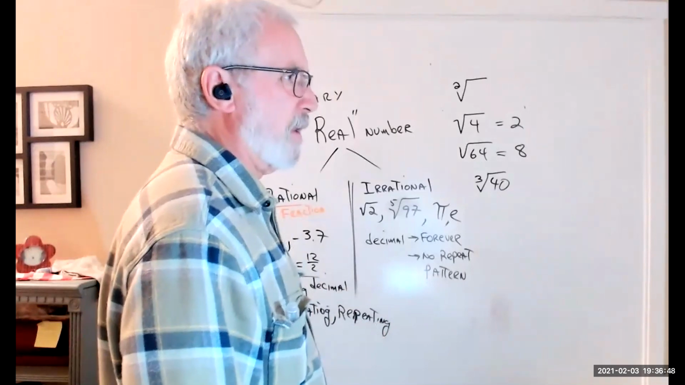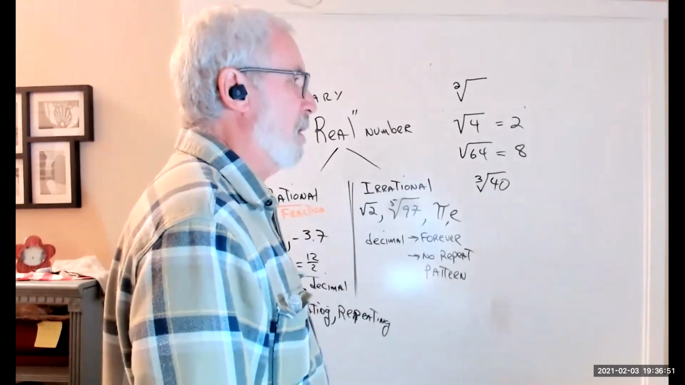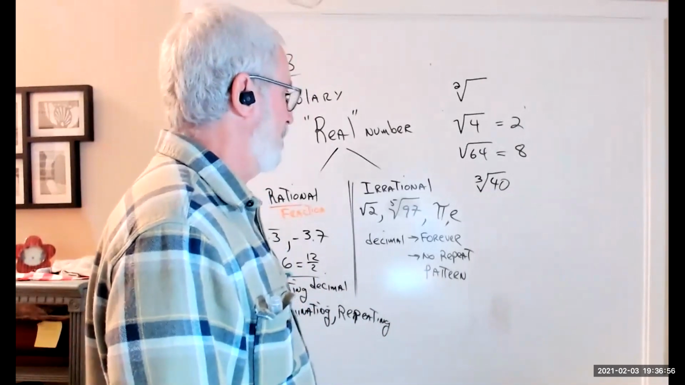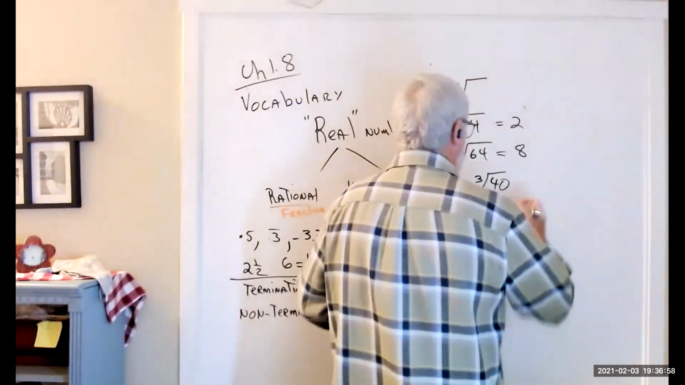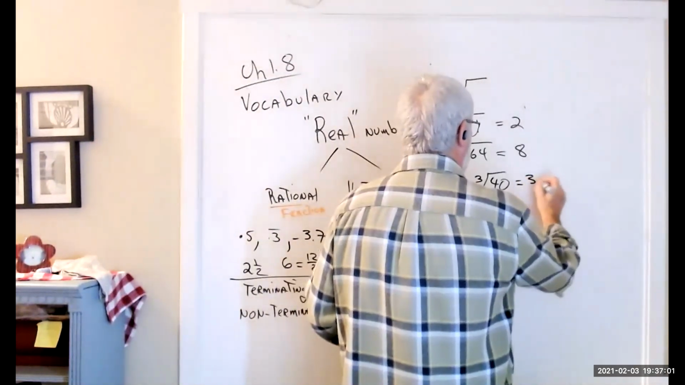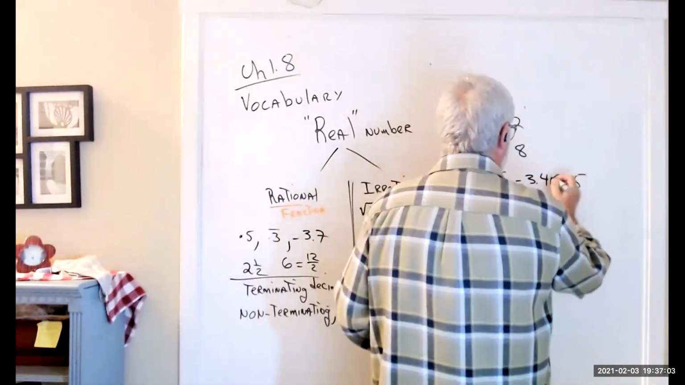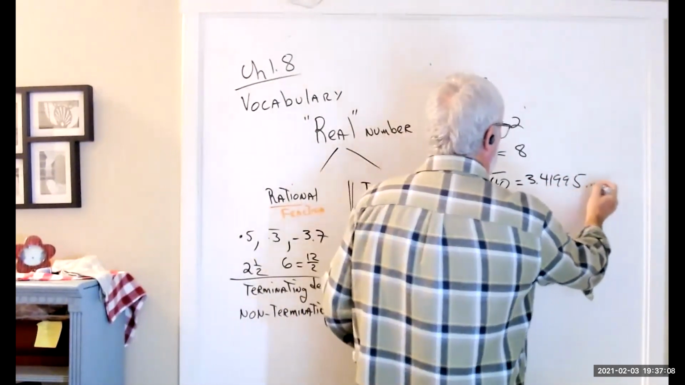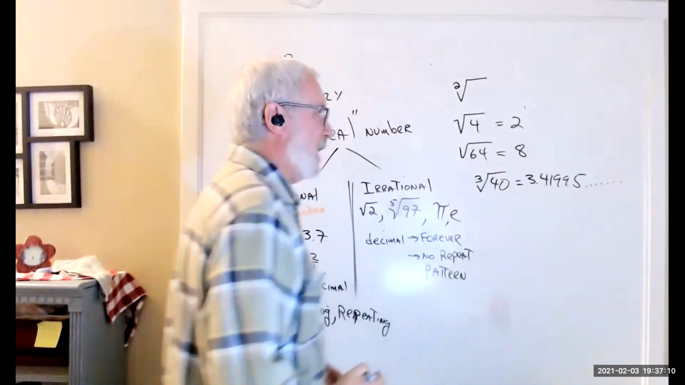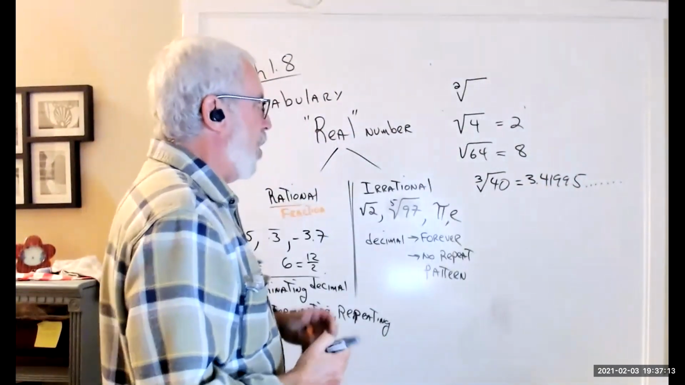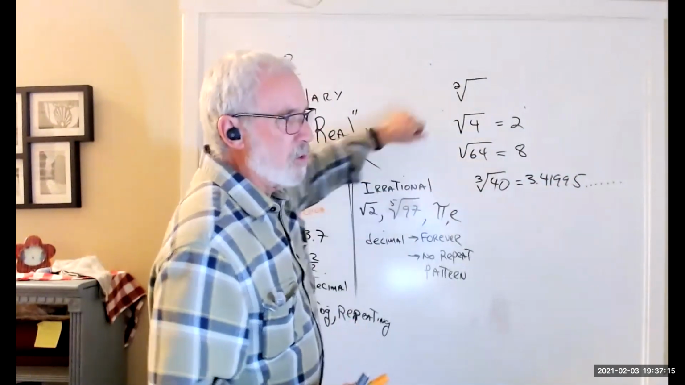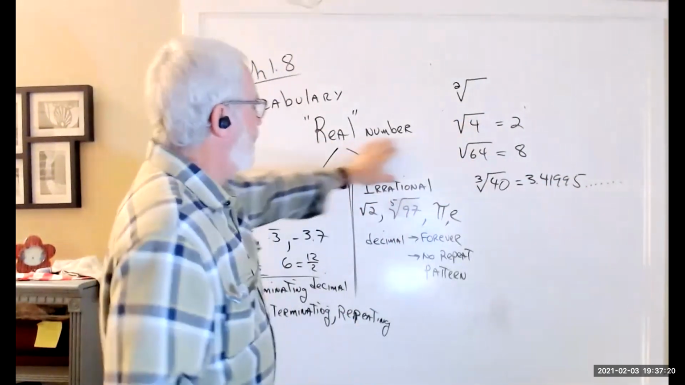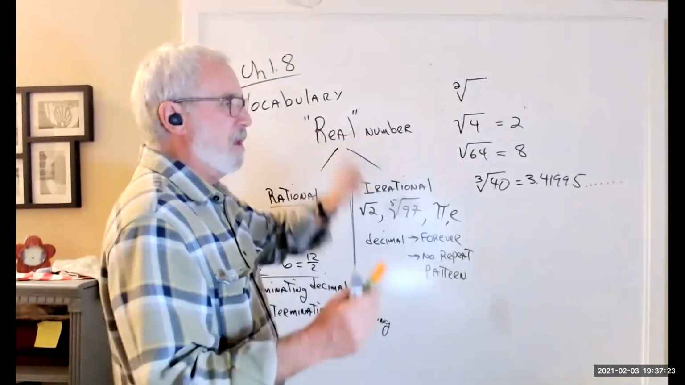Anybody have that on their calculator? It should be something like 3 point, I'm going to say 5. 3 point what? 41995. 3.41995. I don't know why my calculator wasn't working, whatever. And remember, it goes on forever and ever, and it has no pattern. All of these are real numbers. You can find all of these on the number line. But here's a catch.